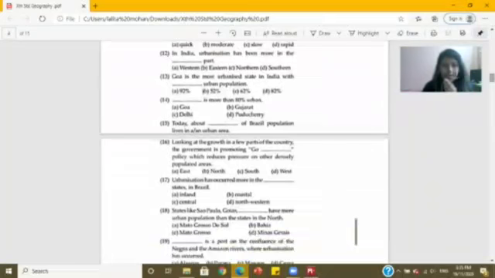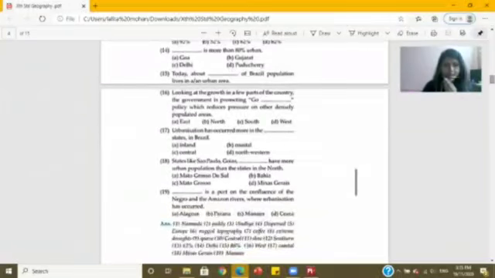Question 15. Today, about dash percent of Brazil's population lives in urban area. Answer is 86. Question 16. Looking at the growth in few parts of the country of Brazil, the government is promoting Go West policy, which reduces pressure on other densely populated areas. 17. Urbanization has occurred more in the dash states of Brazil.